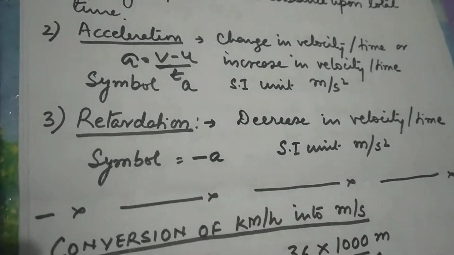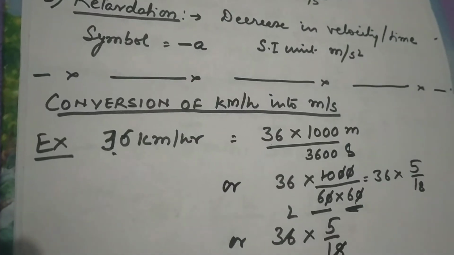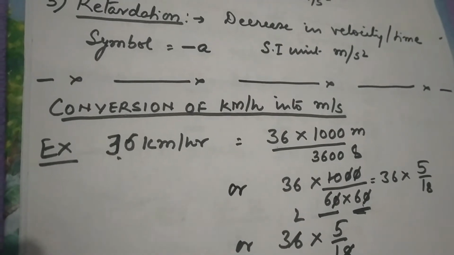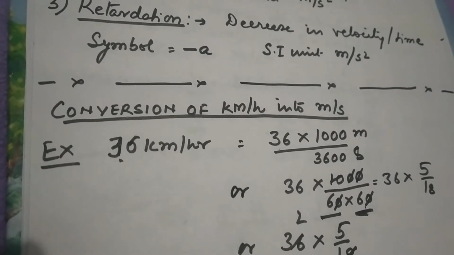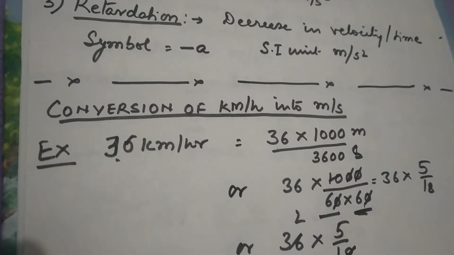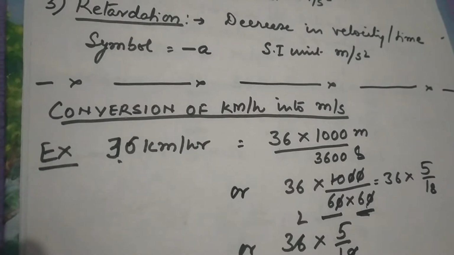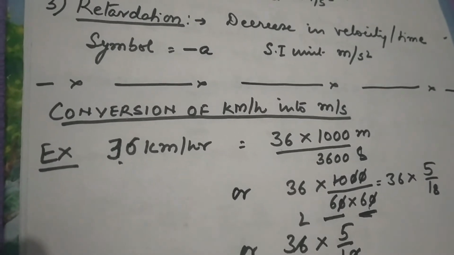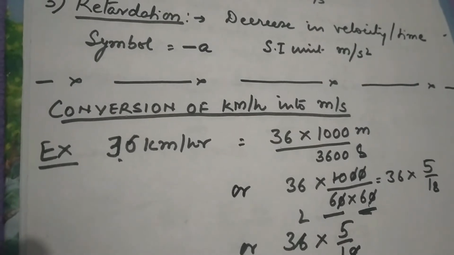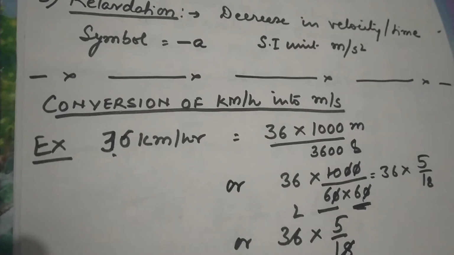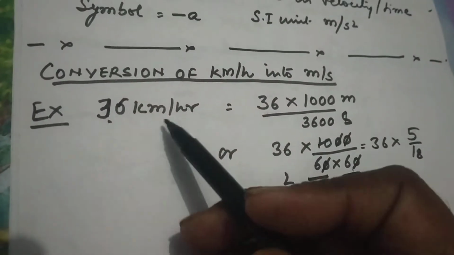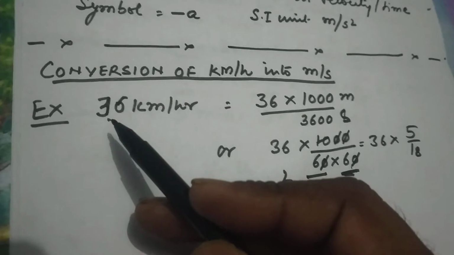So today we will be starting with a new concept called conversion of kilometer per hour into meter per second. Dear student, it is very important to convert kilometer per hour into meter per second, because kilometer per hour is not the SI unit of speed or velocity. So we need to convert them into meter per second. I am showing the steps and easy methods also. I am giving examples, just follow them 2 or 3 times.